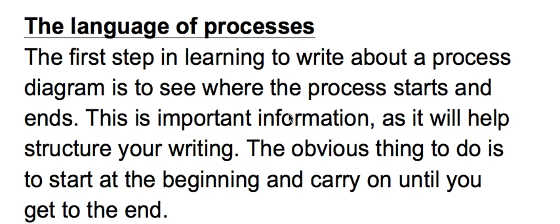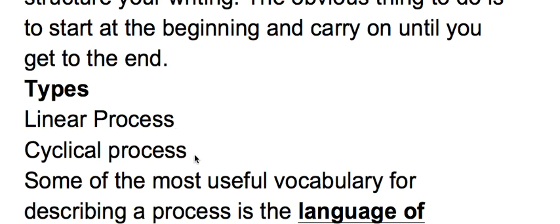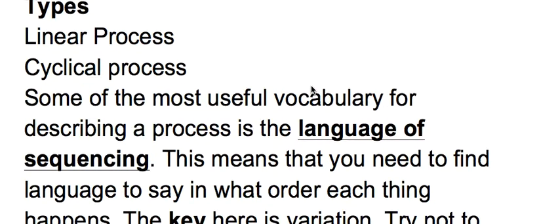The first step in learning to write about a process diagram is to see where the process starts and ends. This is very important as it will help to structure your writing. The obvious thing to do is to start at the beginning and carry on till you get to the end. But there are two types of processes, the linear process and the cyclical process. In the linear process, it's very easy to know where the process starts and ends. But in the cyclical process, a little bit of expertise is needed because the student has to identify where the process starts and where it ends.